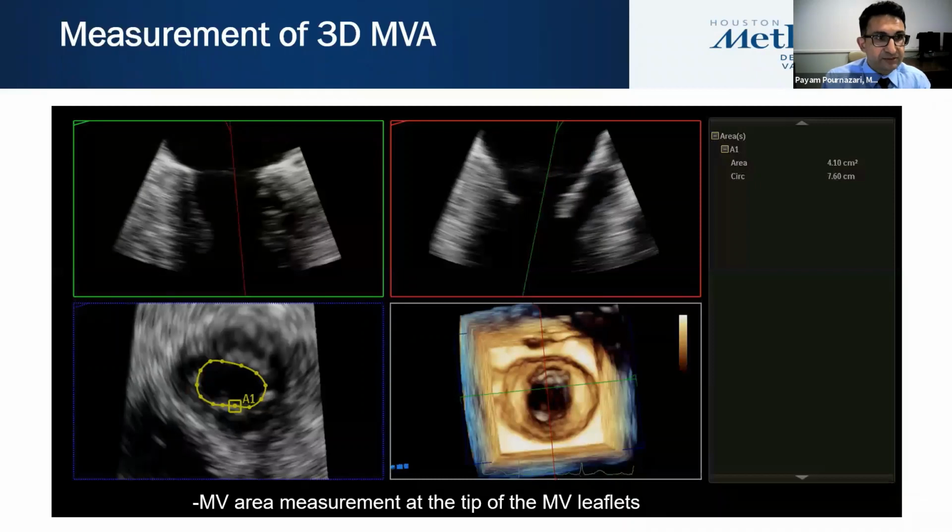Another important factor is to calculate the mitral valve area prior to any procedural planning. The ideal 3D planimetry is done with a TEE, and it has to be done at the leaflet tips with proper orientation. Our goal is to have a valve area of more than 4 square centimeters before proceeding with transcatheter edge-to-edge repair.